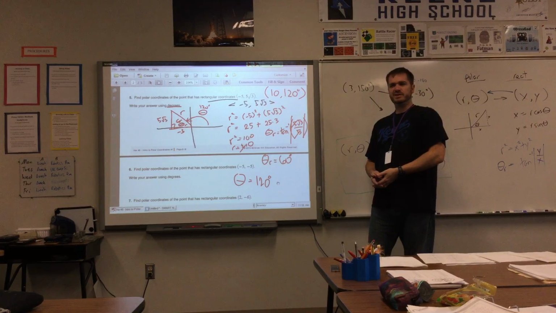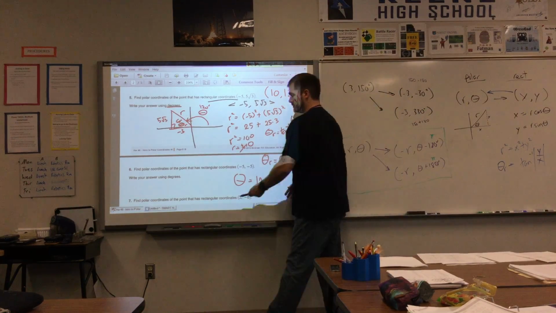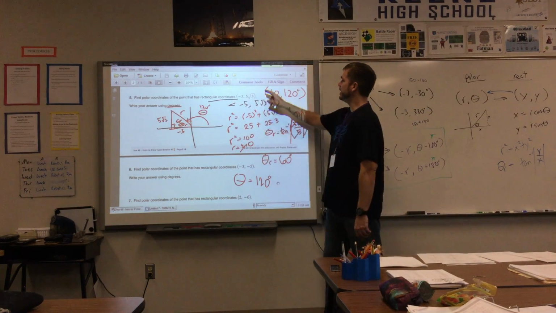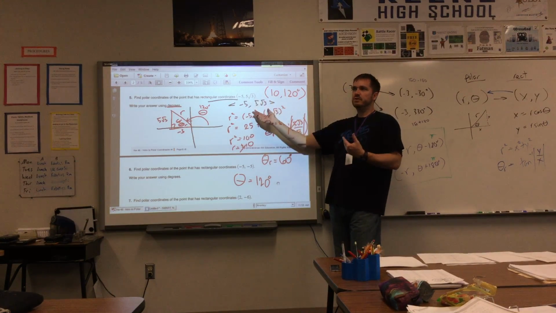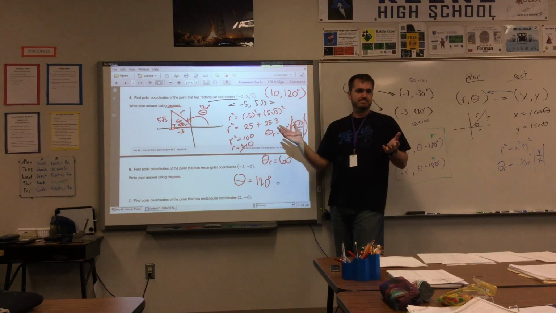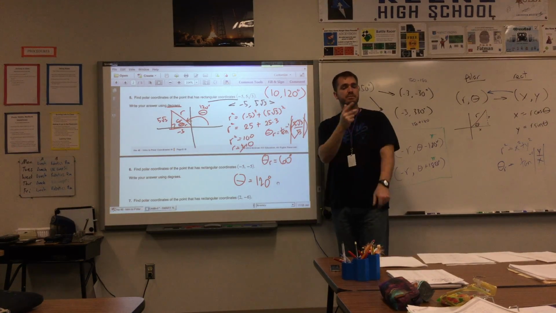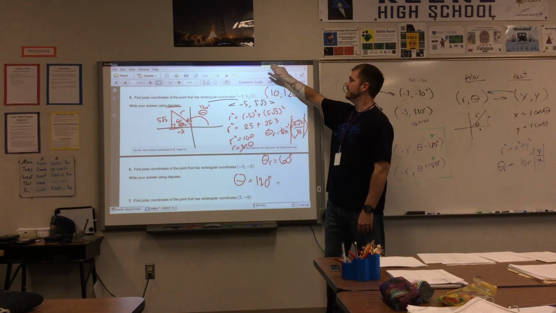Feels kind of familiar, doesn't it? It should. We've literally been doing this for the last 4 weeks. Just instead of saying convert, find the magnitude and direction of this vector, AI plus BJ form. That was the other one, right? Same thing, okay?